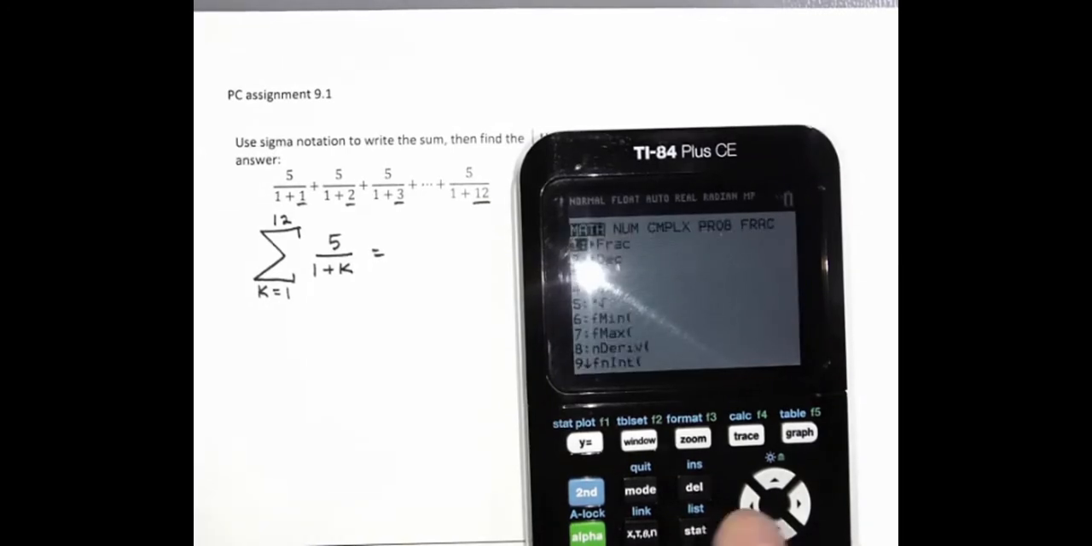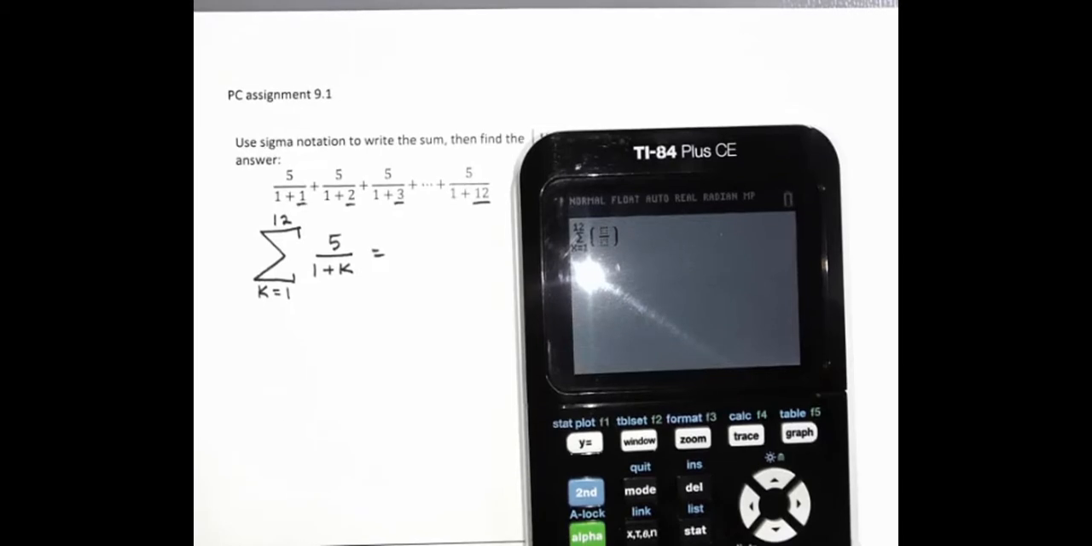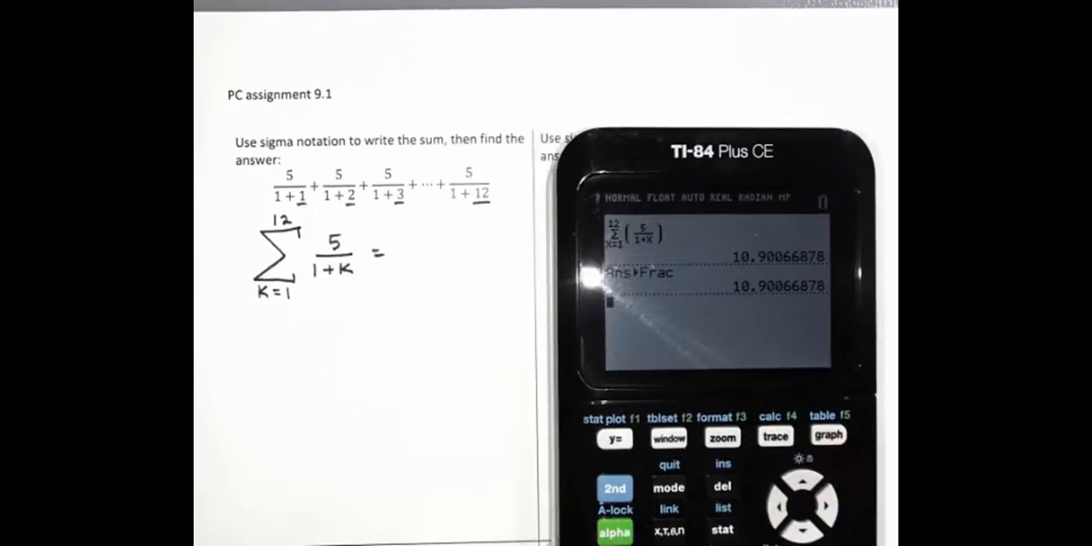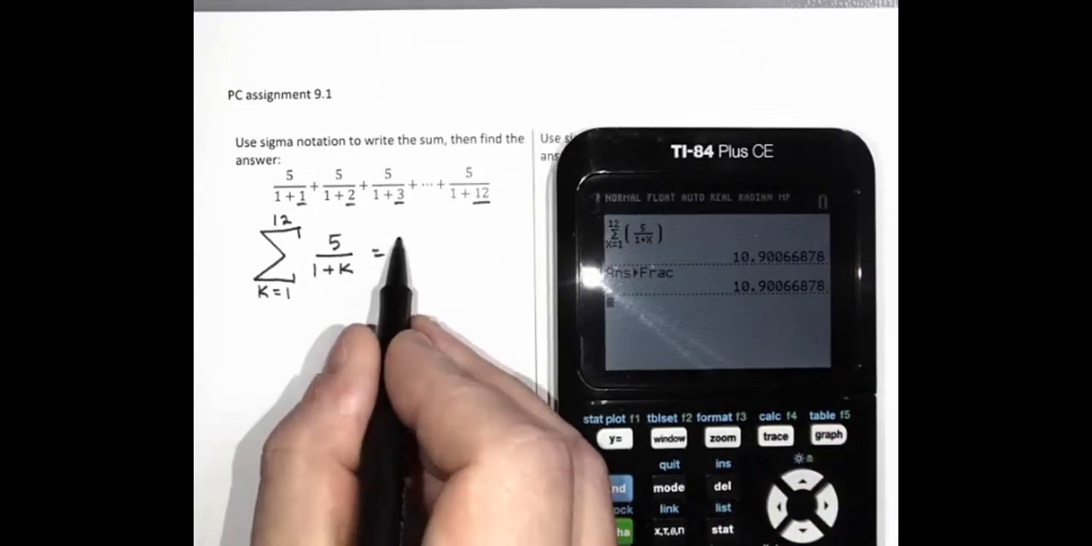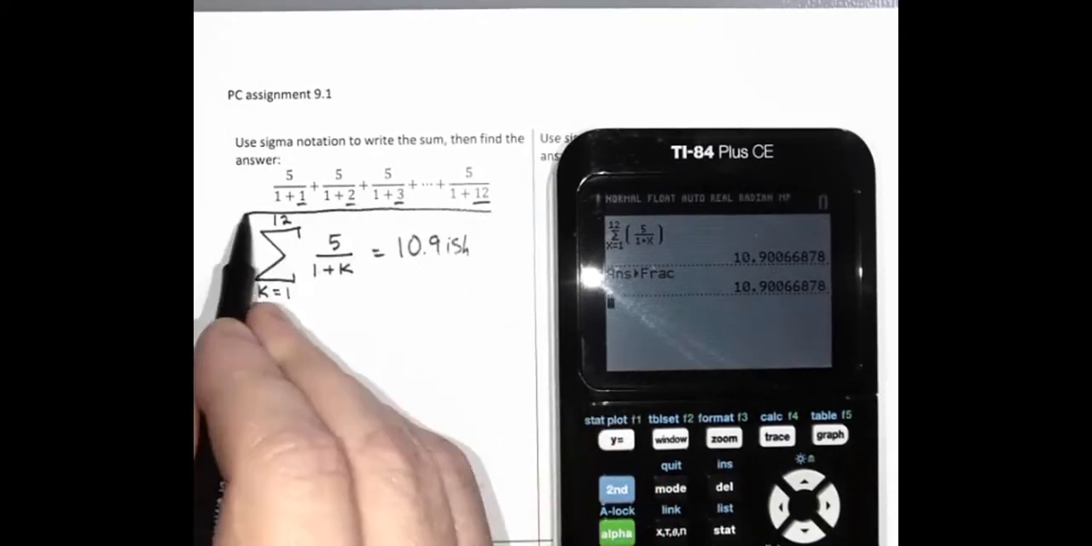There's our summation notation, and I'm going to use x in here just for the heck of it. X equals 1 to 12 of the expression 5 over 1 plus x. The answer is a decimal. Can I change that nicely? Nah, we'll just leave it like that then. 10.9-ish.